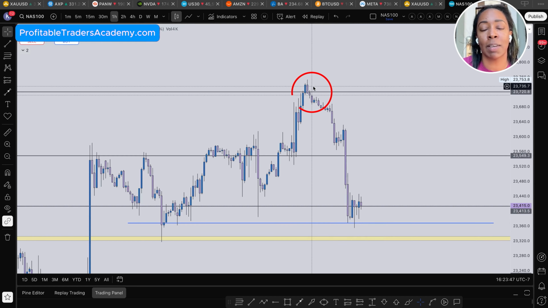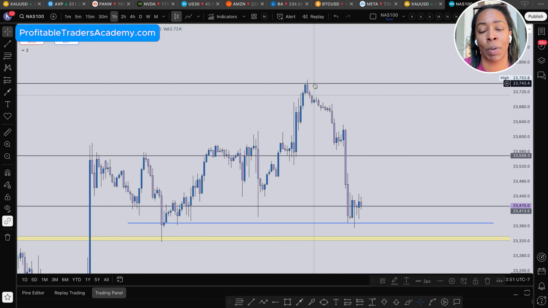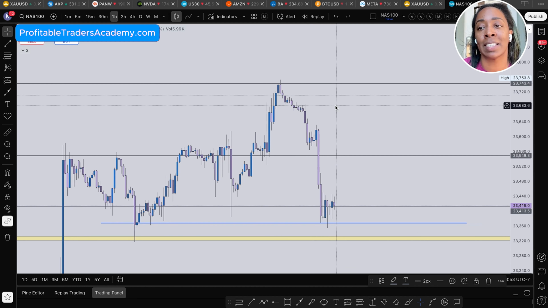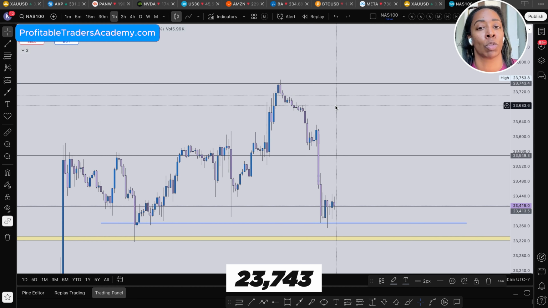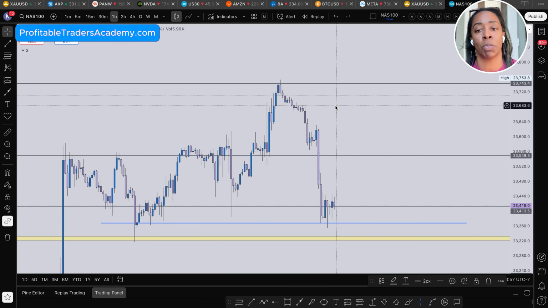So this resistance level that I adjusted on the last time frame, I'm once again going to push it up so that way it's in alignment. And now it is sitting at 23,743. So it didn't move all that much, but it was significant enough for me to want to move my level.